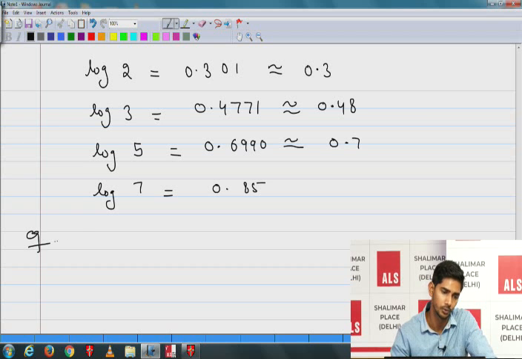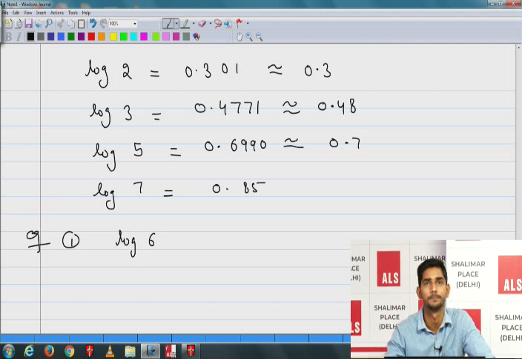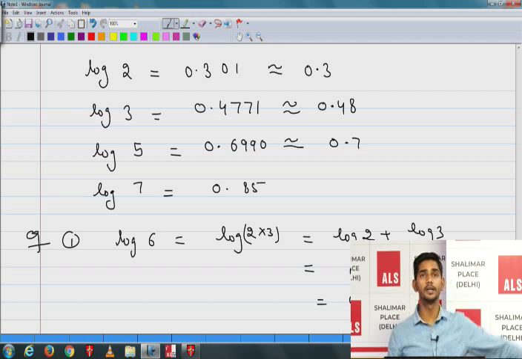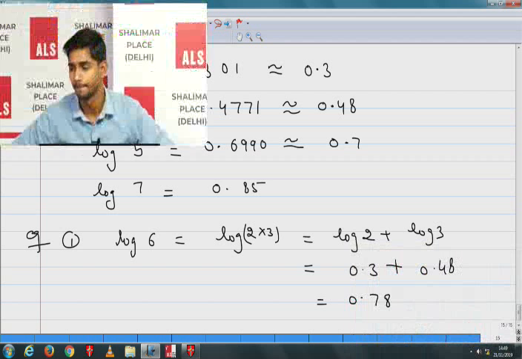Now just look at the screen, guys. I am taking a few examples. Let's say you need to calculate the value of log 6. First of all, try to break the 6 into much simpler factors. I can write 6 as 2 into 3. And one of the properties of log m into n says that this should be log 2 plus log 3. I know the value of log 2 which is 0.3 and log 3 is 0.48. Now you can solve it and you will get 0.78. Got it? How you will get the value?